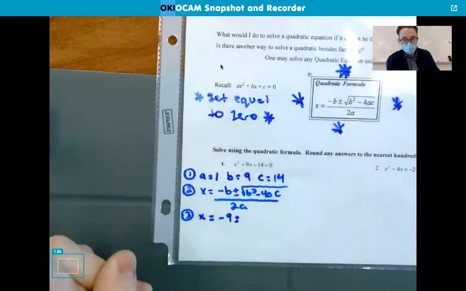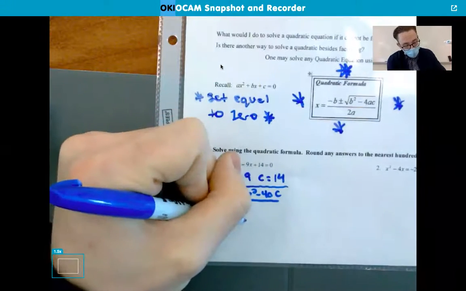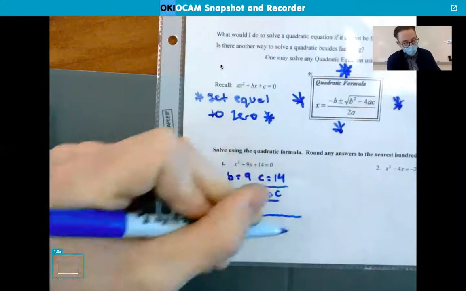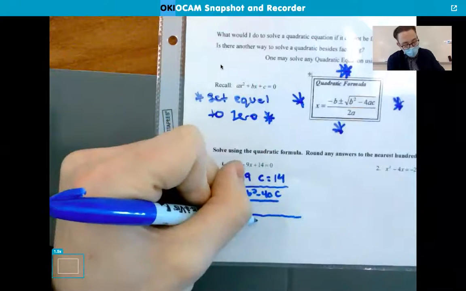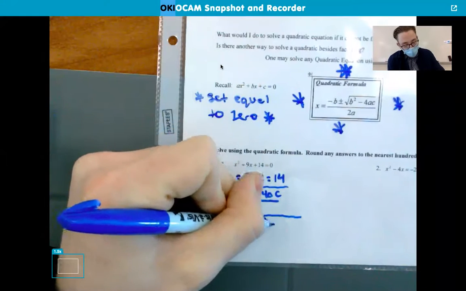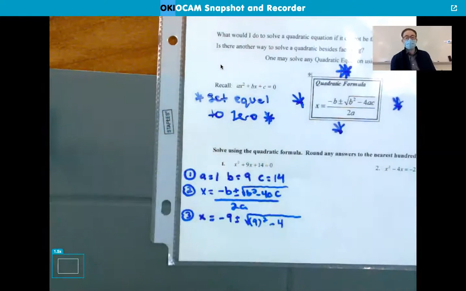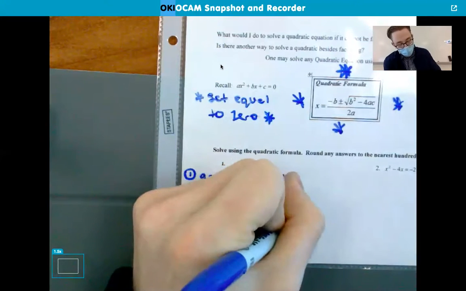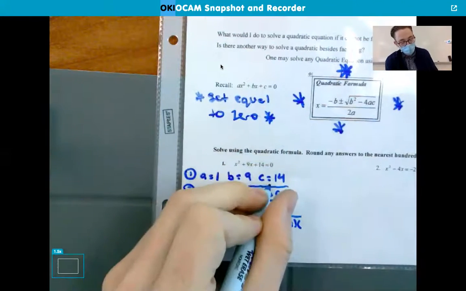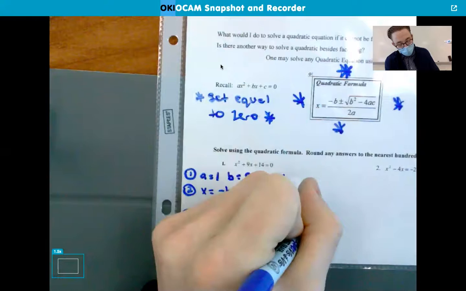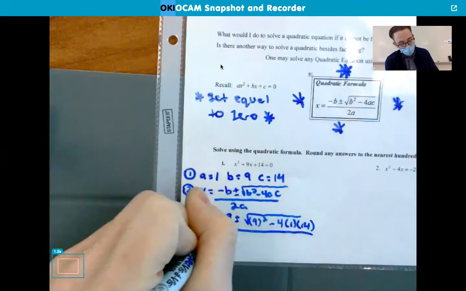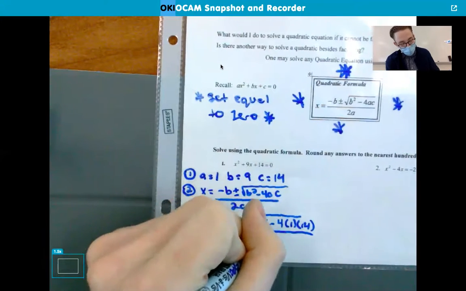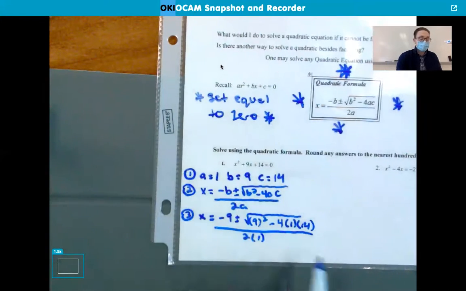plus or minus the square root of b squared, so 9 squared, minus 4. That 4 is always going to stay the same, times 1, because that's a, times c, which is 14, all over 2 times 1, which is just 2 times a.